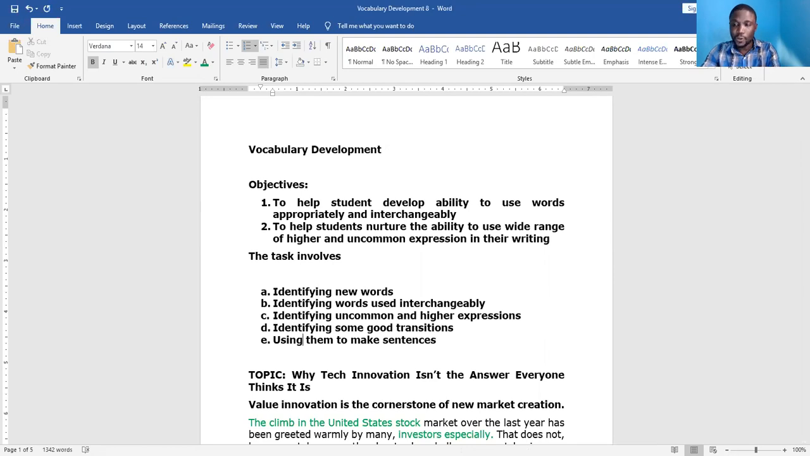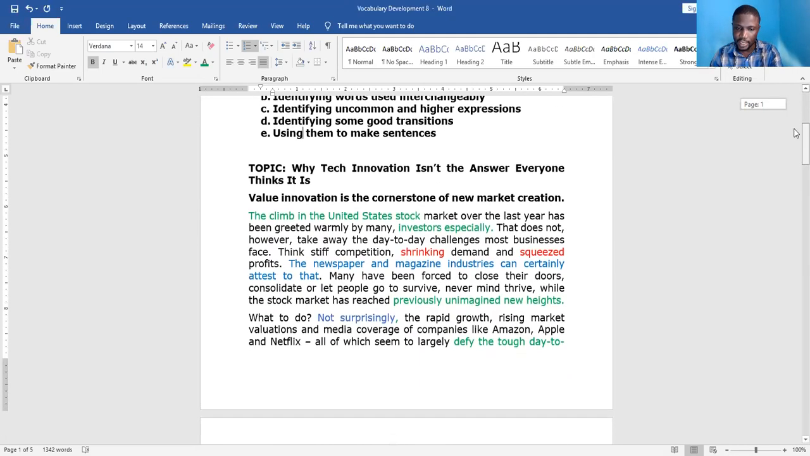One of the ways I encourage, because some people do not have the opportunity or the advantage of reading novels or things like that, I recommend you read journals. I've been able to pick this journal, I think precisely from the Harvard Business School Review. The title of the journal is Why Tech Innovation Isn't the Answer Everyone Thinks It Is. Value innovation is the cornerstone of new market creation.